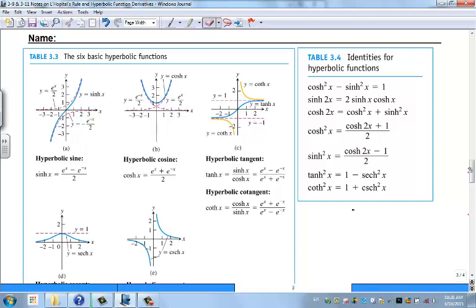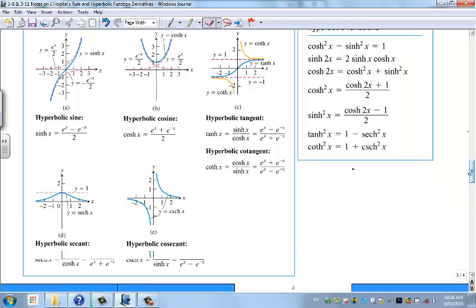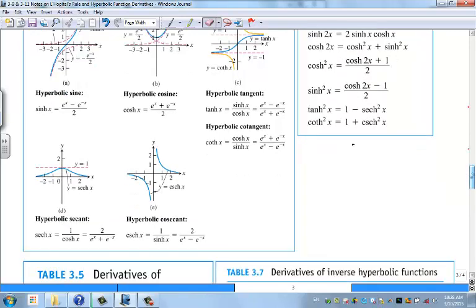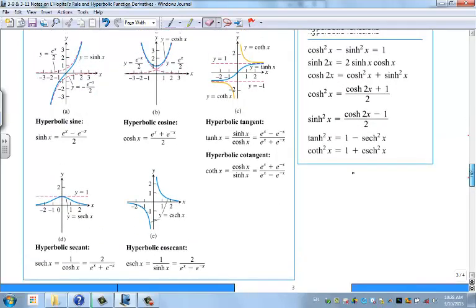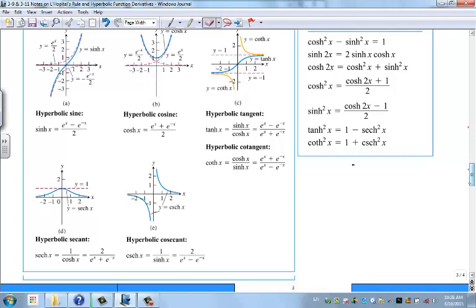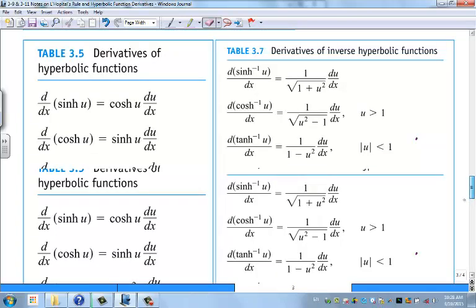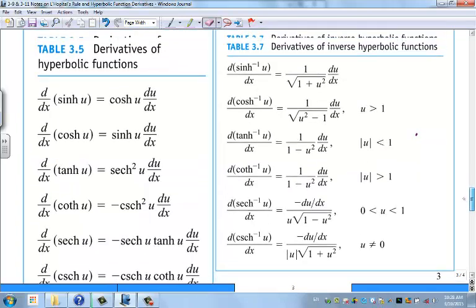Well, I'm sure you'll be happy to know that no, you do not need to know exactly what they look like. You can always graph them if you need to know what they look like. These are the identities for hyperbolic trig functions. They are very similar, yet not exactly the same as the trig function identities. And then we have derivatives of hyperbolic trig functions, which we are going to be responsible for.